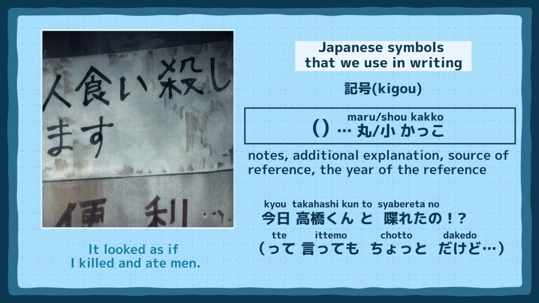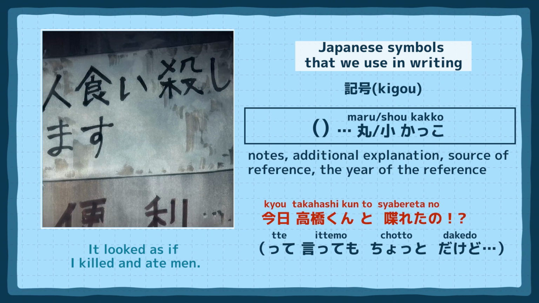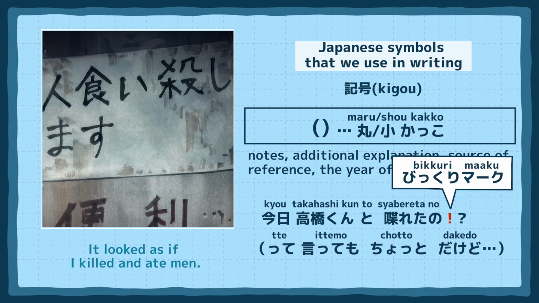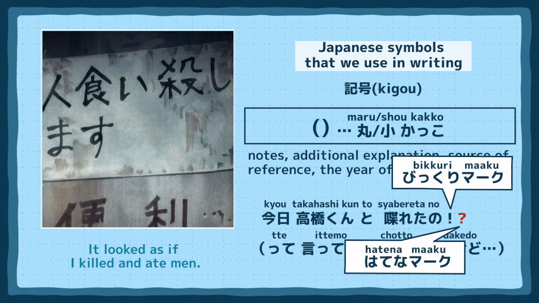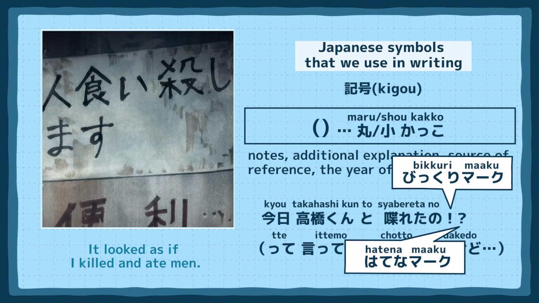Like this: 今日高橋くんと喋れたの(ってもちょっとだけど). The main topic is I could speak with Mr. Takahashi today, and the additional information is, although it's a little bit. We use the exclamation mark, we call it びっくりマーク, びっくり means surprise, and the question mark, はてなマーク, はてな means question. But this is from Latin, not Japanese original. So we don't use it much in formal papers, but in casual writing, of course we use it a lot.